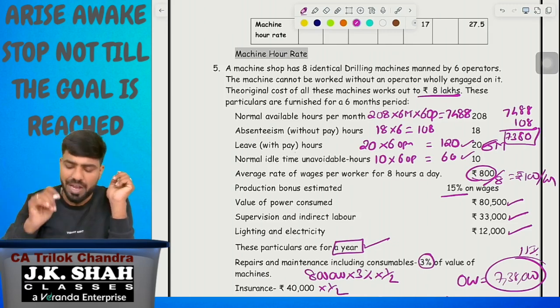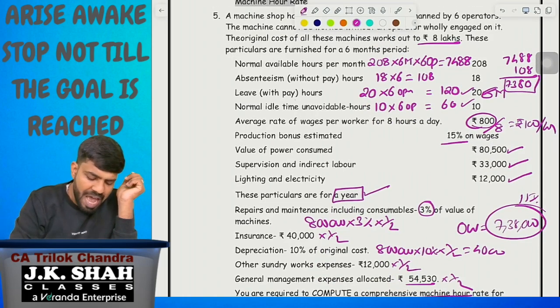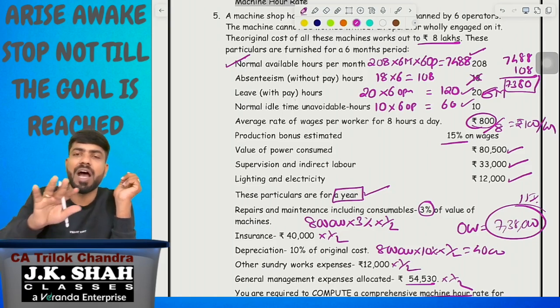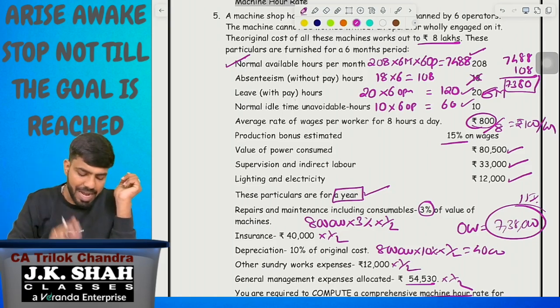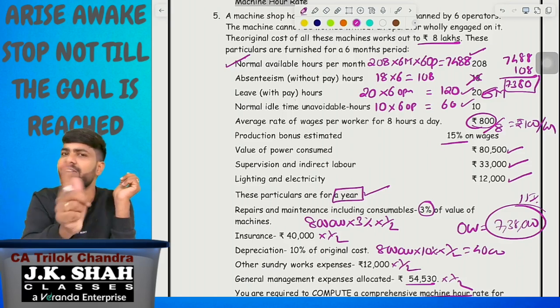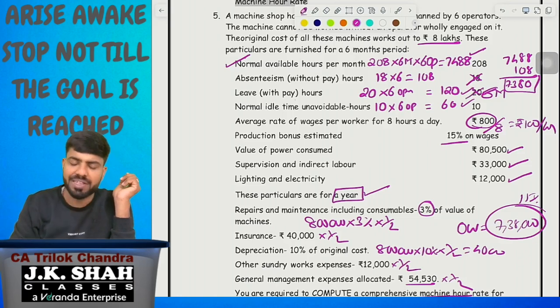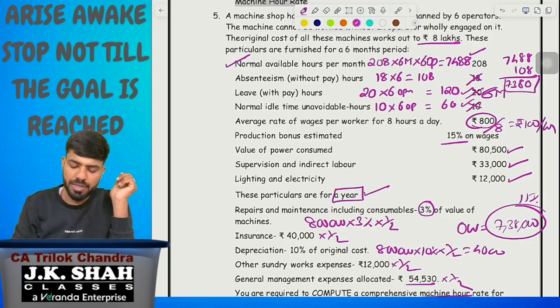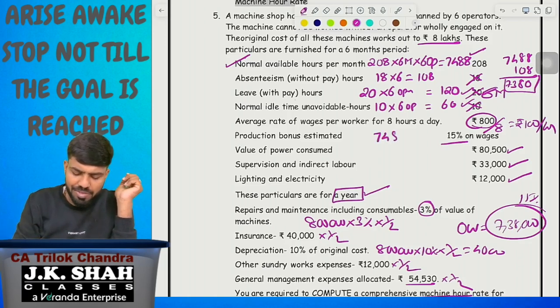What is operator working hours? Look at this. Normally 208, 6 months, 6 operators, 7,488. Absenteeism without pay: operators are not working, so the machine is also not working. Leave with pay: payment is made, but the worker is on leave. If the worker is on leave, the worker is not working, so the machine is also not working. We should not consider this. Normal idle time: what does it mean? Idle time means no production, so the machine is not working and the operator is also not working. So don't consider this. Simply, totally 7,488.